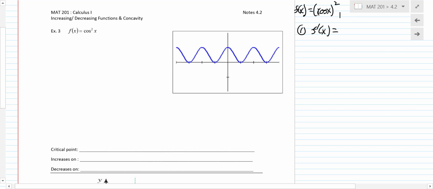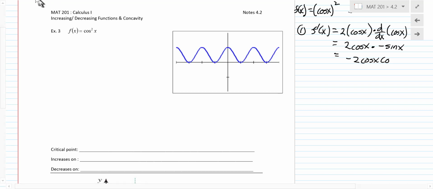Chain rule. Bring the 2 down like that. So that's going to be 2 times the cosine of x. Then the chain rule says multiply by the derivative of what's inside, which you can do in your head if you want to. So that's going to be 2 cosine x, and then the derivative of cosine is what? Negative sine x. So you're going to end up with negative 2 cosine x times sine x like that.